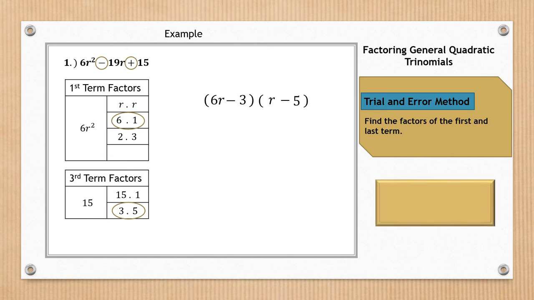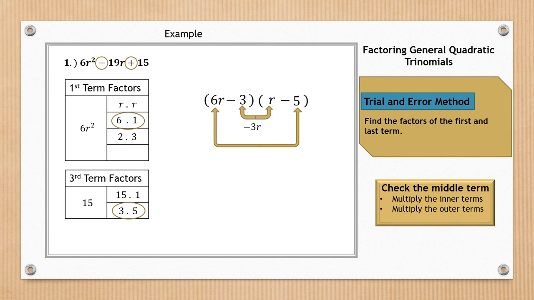So, we have to verify now the middle term. So, check the middle term. Okay, multiply the inner terms. So, that is negative 3 times R. That is negative 3R. Next, multiply the outer terms. This one. So, that is 6R times negative 5. That is negative 30R. So, you add the result. So, that is negative 3R plus negative 30R. So, the result is negative 33R. So, you check. Tingnan mo. If the same ba siya sa middle term natin?